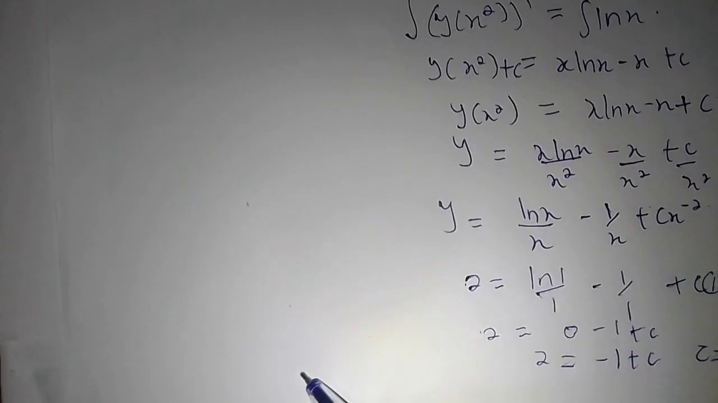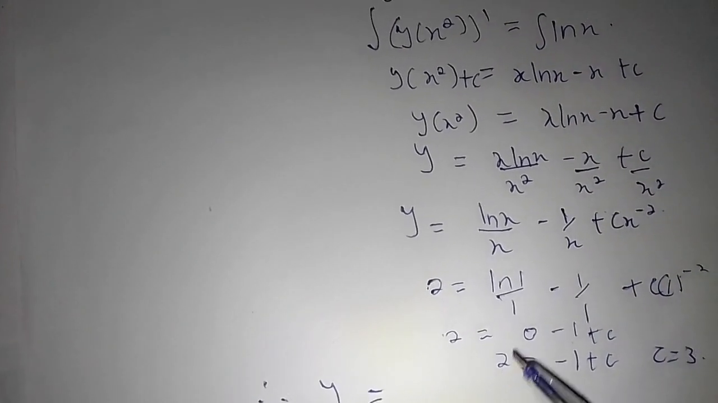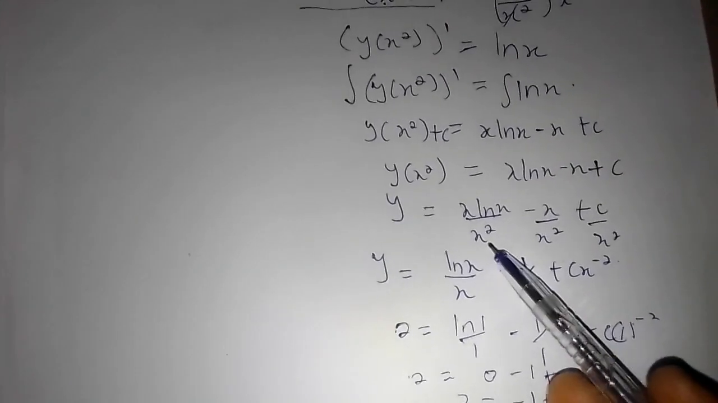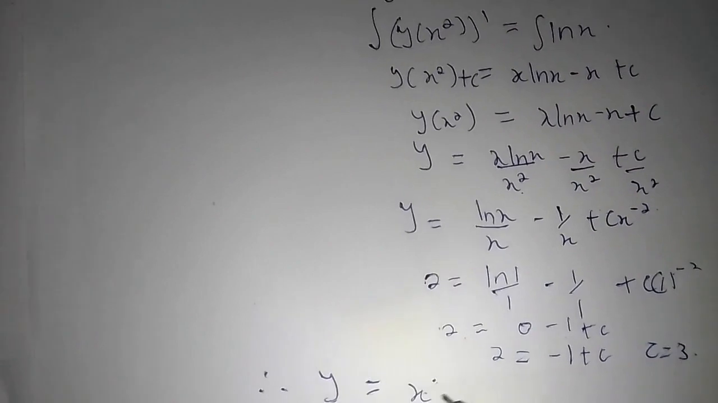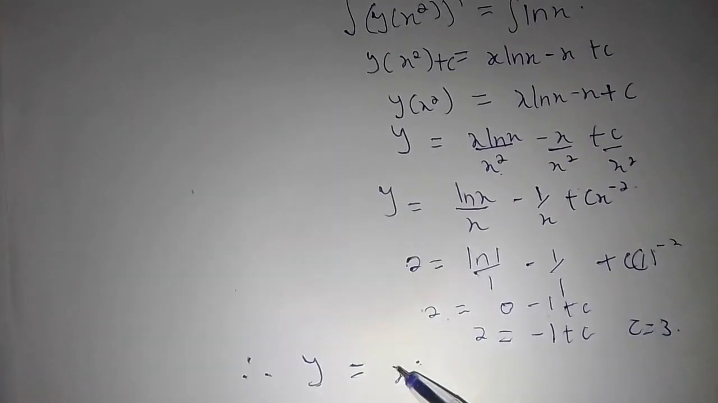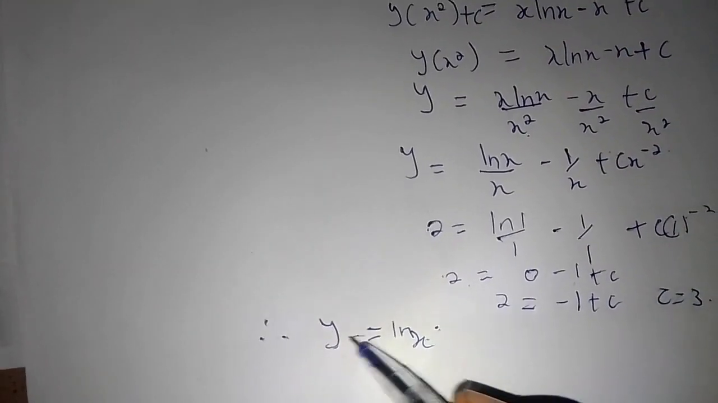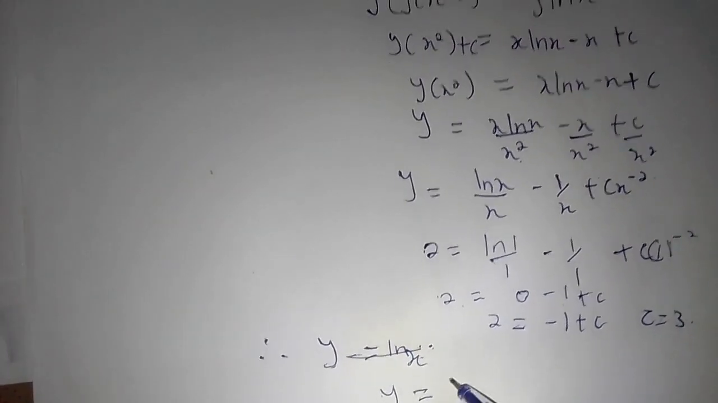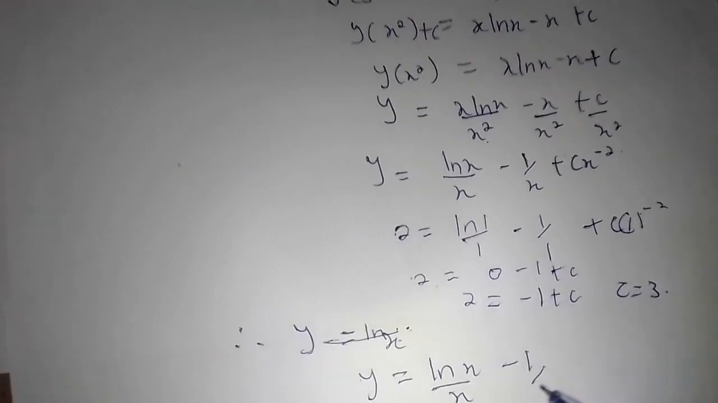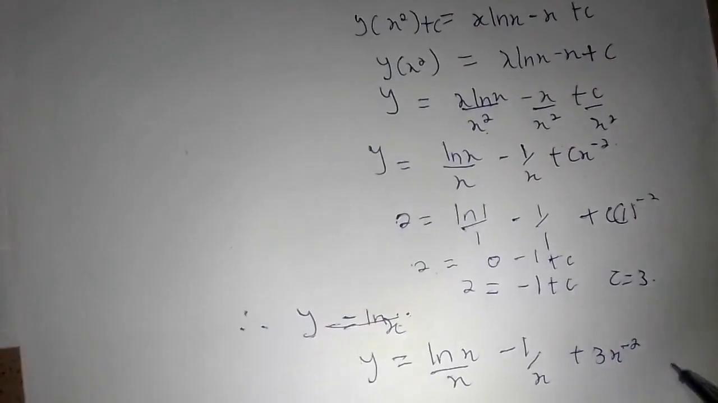Hence, finally, our y, which is the solution for the first order differential equation problem given, is equal to ln of x. Sorry, let me rewrite it here. We're going to write y is equal to ln of x over x minus 1 over x plus 3x to the power negative 2.